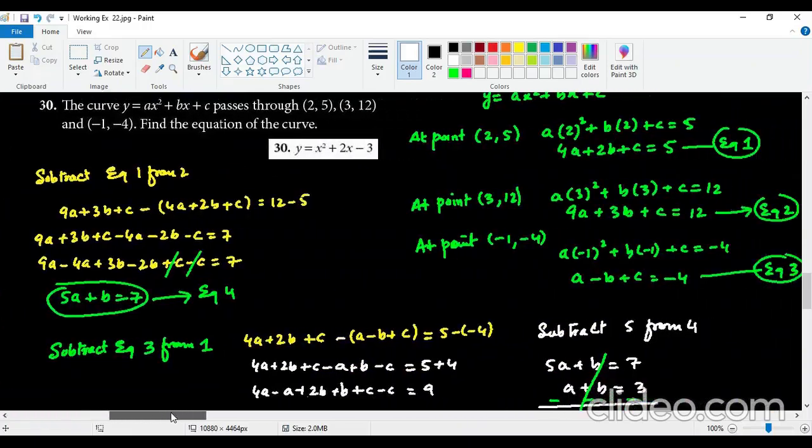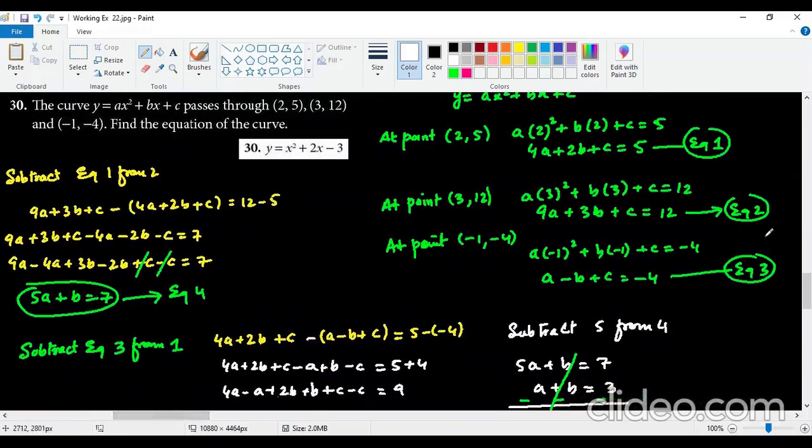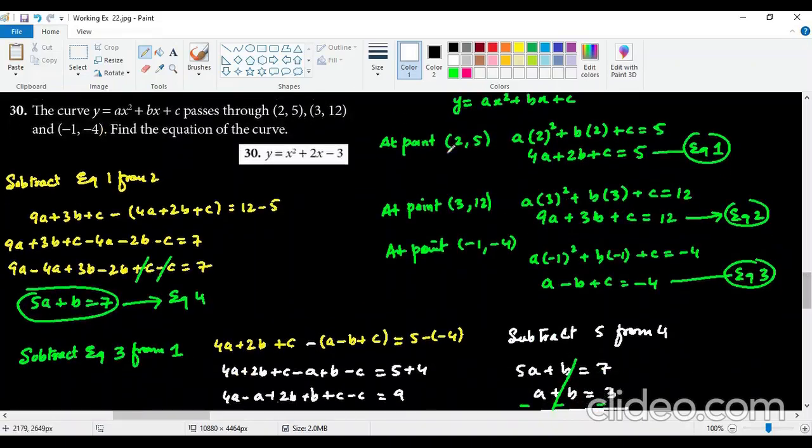In this question, the same method is used. First point is 2, 5. I have used 2 in this equation to get 4a plus 2b plus c equals 5. So this becomes equation 1. When it comes to point 3, 12, I have substituted 3 in place of x over here and over here to give me the equation 9a plus 3b plus c equals 12. So this becomes equation 2. Now at the third point, I have plugged in -1 in place of x and -1 here also to give me a minus b plus c equals 4. So this becomes equation number 3.